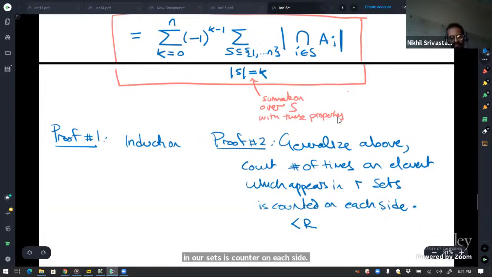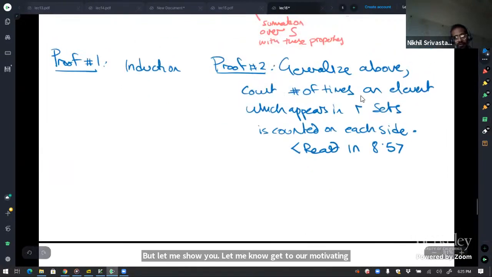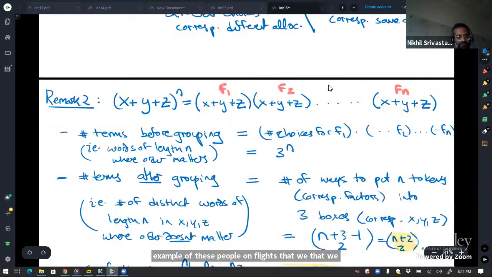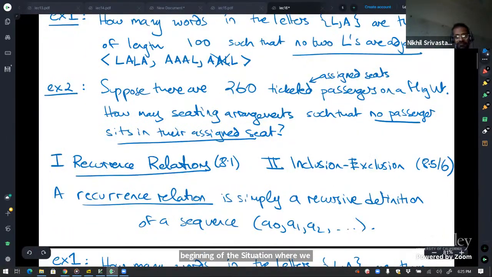And you can just read this in 8.5. But let me now get to our motivating example of these people on flights that we wanted to answer. So we go back all the way to the beginning. We have the situation where we have 260 passengers.